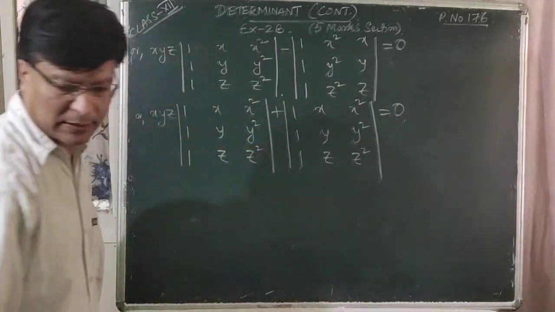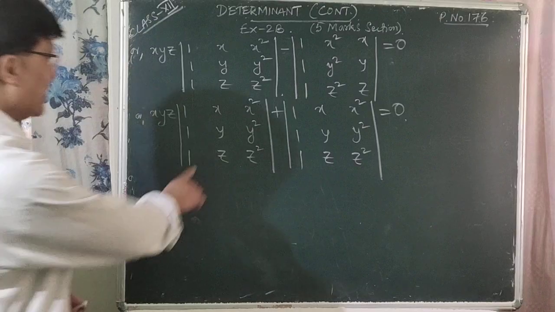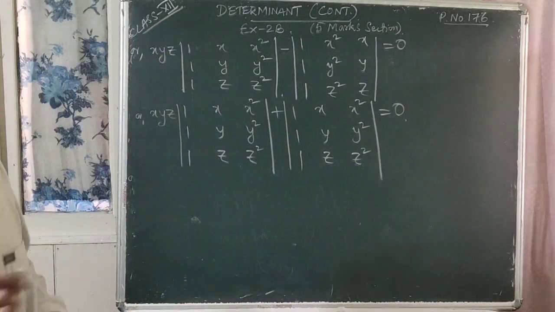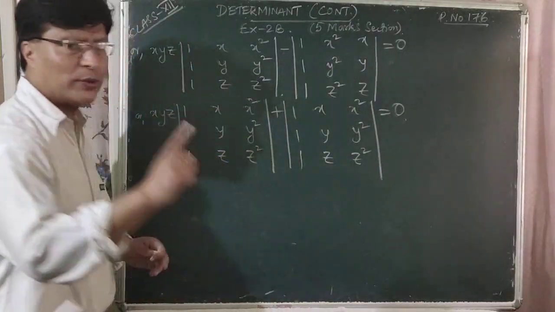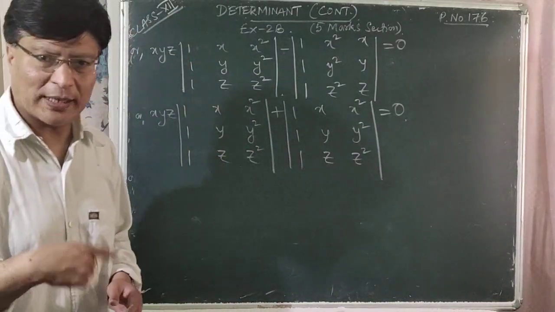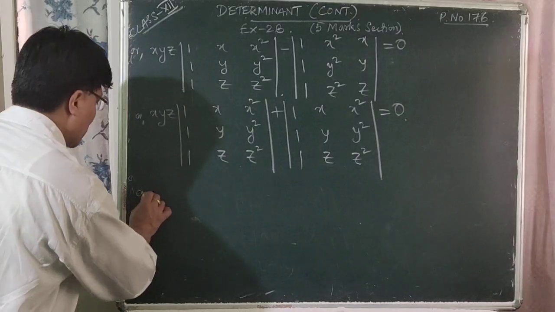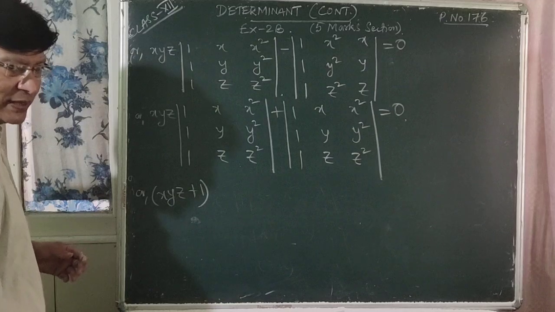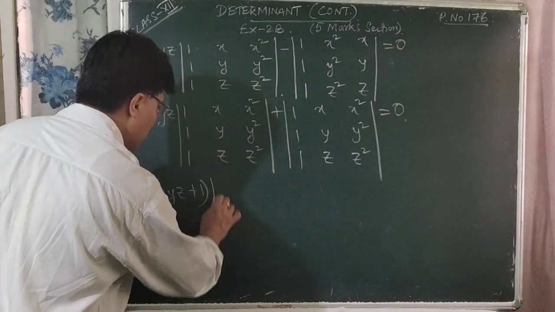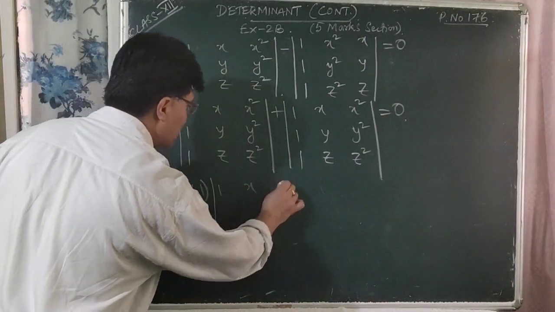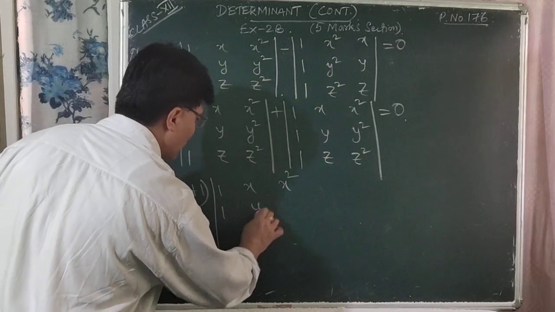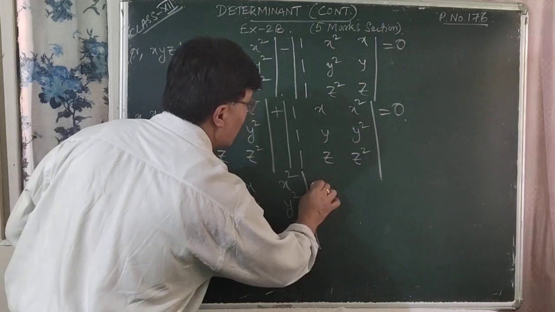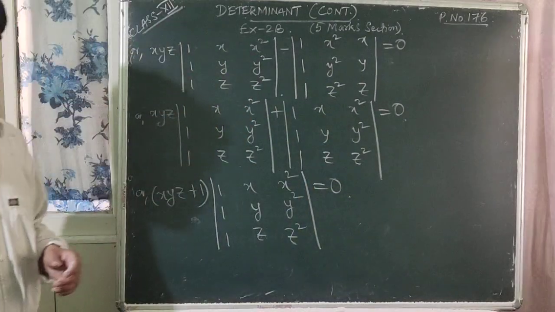Now next, you can take common. This determinant is common. If this determinant is taken common, within the bracket what do we have? x, y, z plus 1. So let us write here x, y, z plus 1. Okay. Now the common determinant here is 1, x, square; 1, y, square; 1, z, square, which is equal to 0.